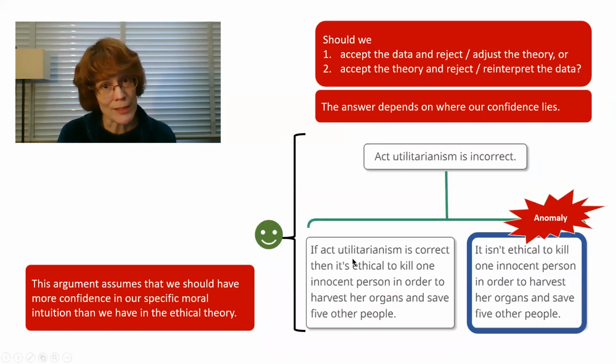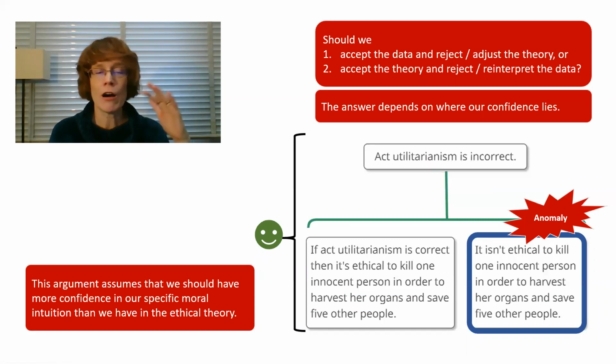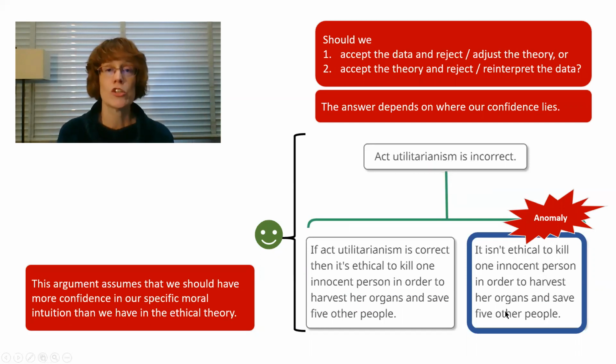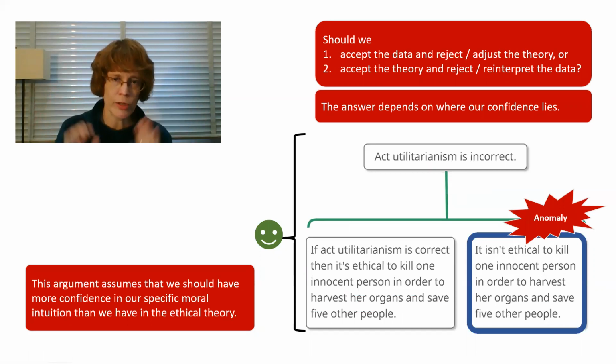The same thing is happening here, right? Do you see that? Here we have act utilitarianism. That's like our theory. That's like saying there are no spirits in the world. Then there is this observation or moral intuition: hey, you know what? It's just not right to kill one person in order to save 5 others. That's an anomaly. If act utilitarianism were right, that should be okay. It isn't. So we have a piece of data, in the form of a pretty compelling moral intuition, that just doesn't fit the ethical theory of act utilitarianism. And so what should we do?